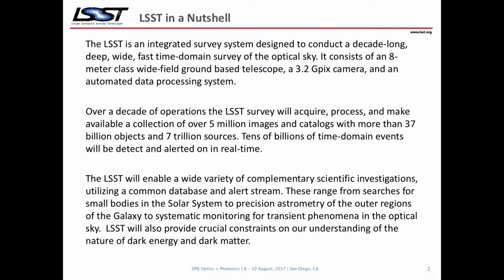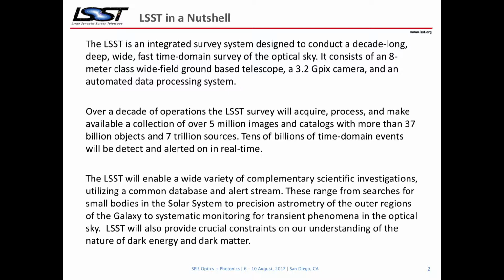So as you can imagine, when you have this kind of capability, you actually enable a very wide variety of distinct scientific investigations, all utilizing a common database and alert stream. And I'll cover a little bit of this more. These range from searches for small moving bodies in the solar system, measuring things that move, to precision astrometry of the outer regions of the galaxy, measuring slight motions of stars as the Earth moves around the sun in its orbit, to systematic monitoring for transient phenomena in the universe.